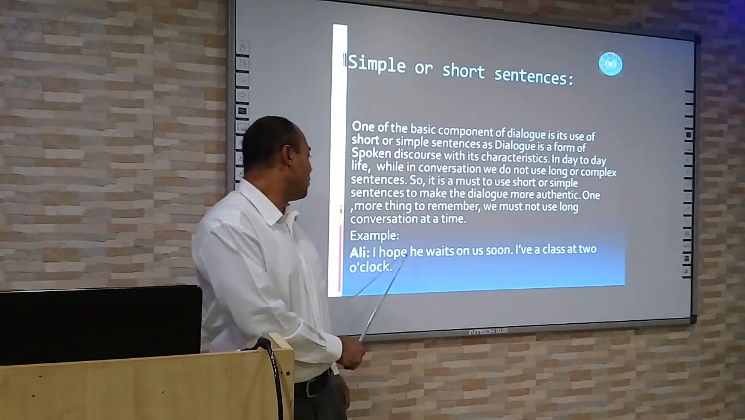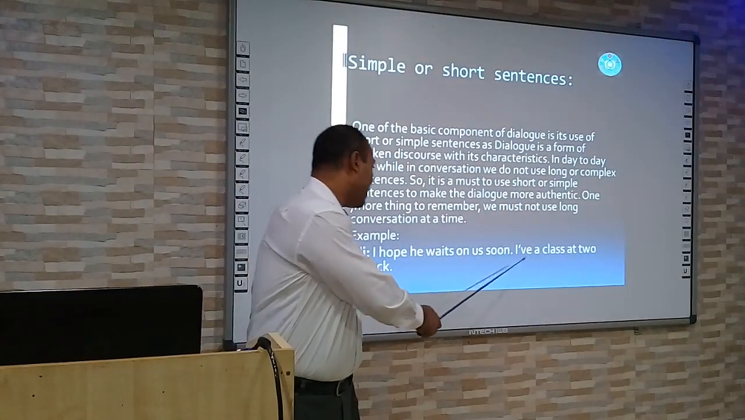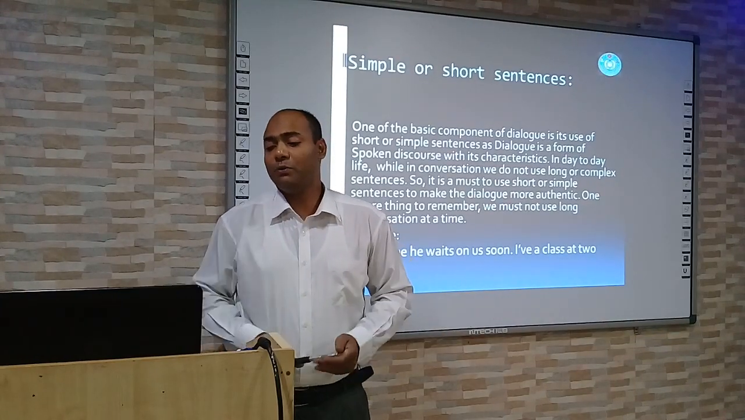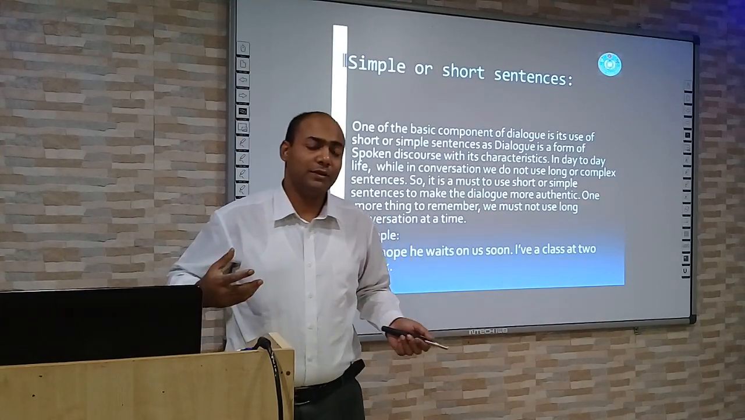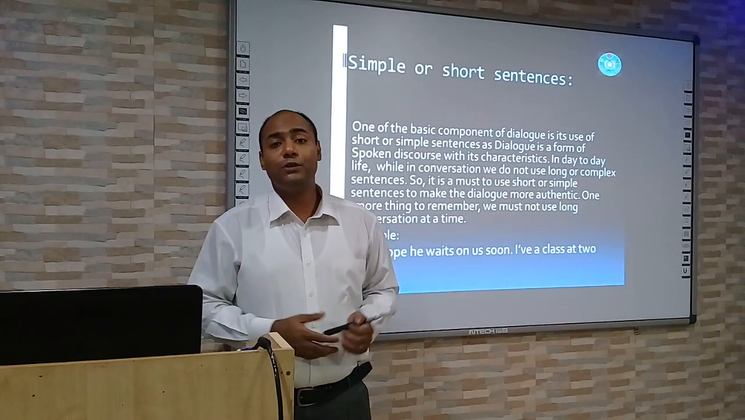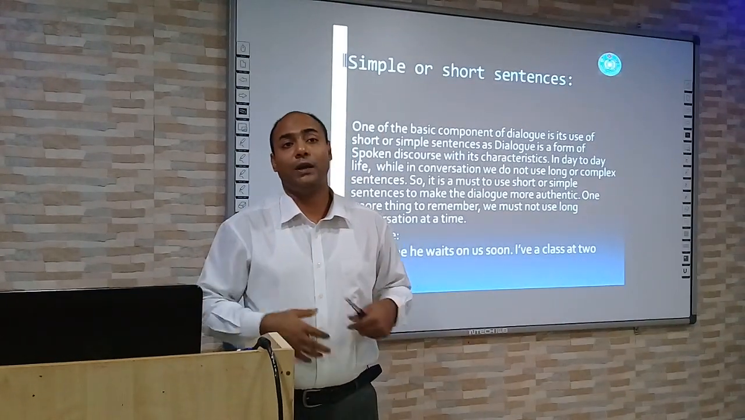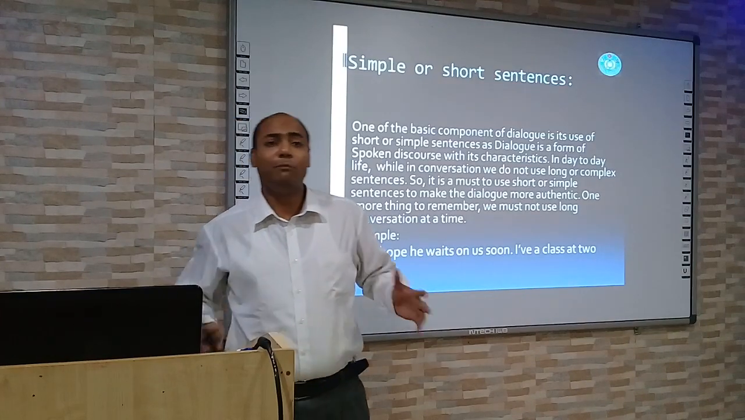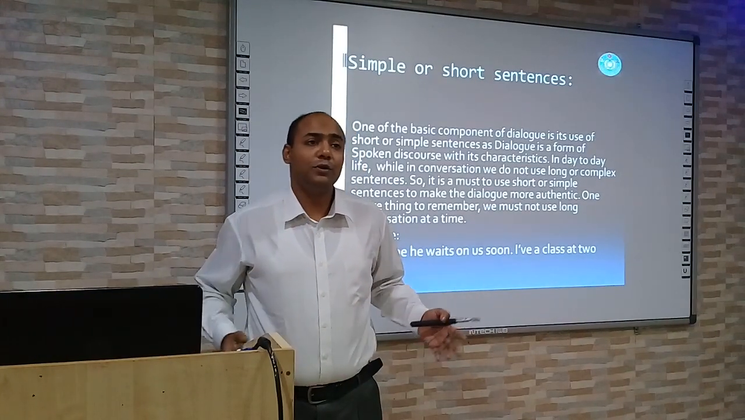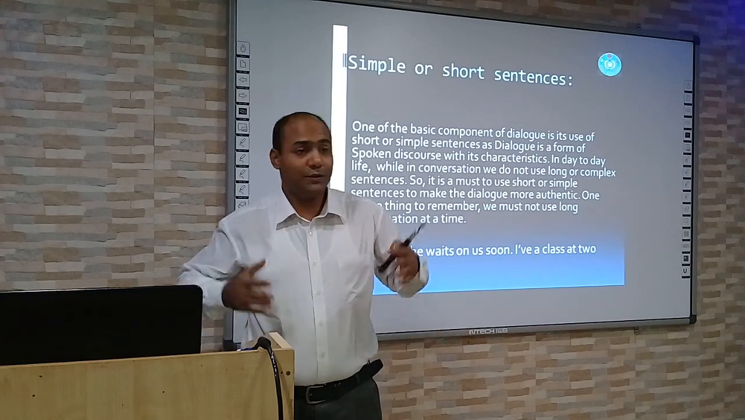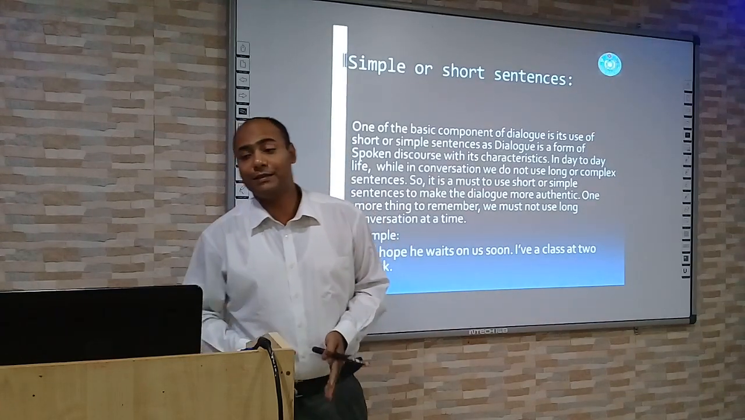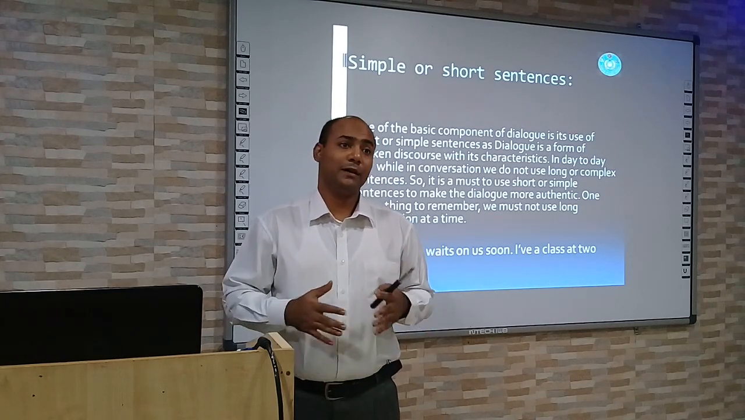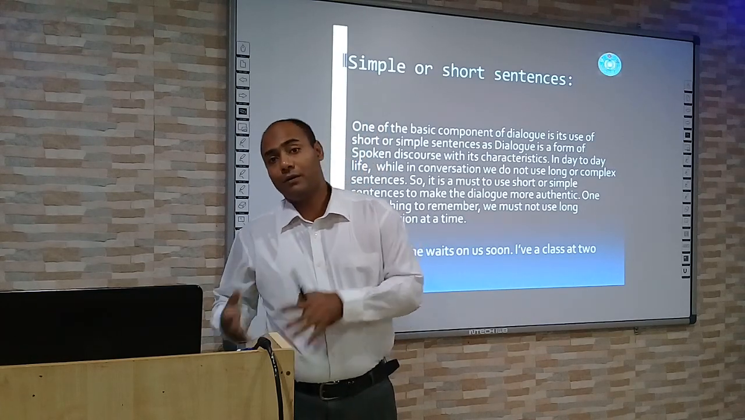Here, for example, I hope he waits on us soon. I have a class at 2 o'clock. Of these two sentences, the first sentence is very simple. The second sentence is very simple and short. You know, in our day-to-day life, while I talk to you or anyone in our daily conversation, we usually do not use complex sentences, or compound sentences. It is very important to avoid complex sentences in your dialogue. It is very essential because complex sentences are a distinct characteristic of written language.